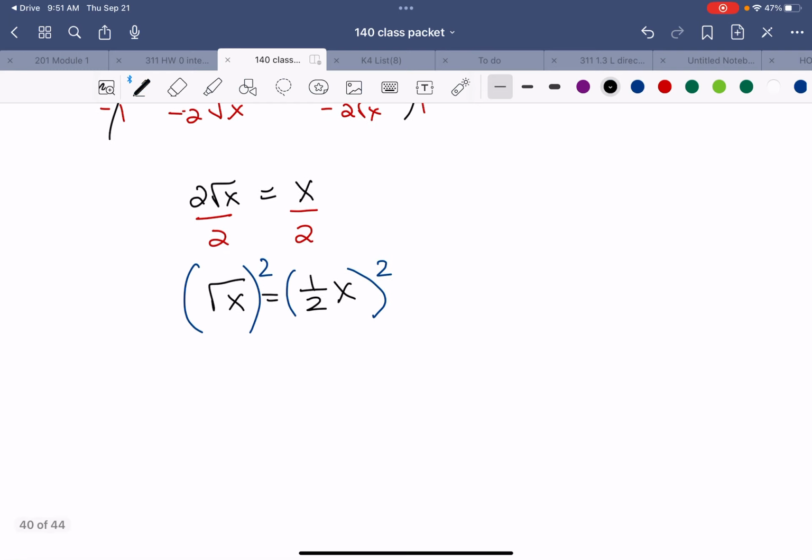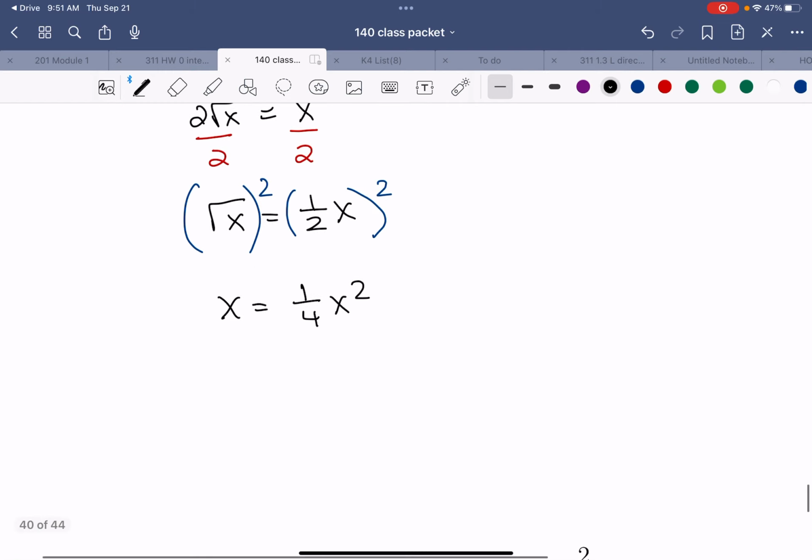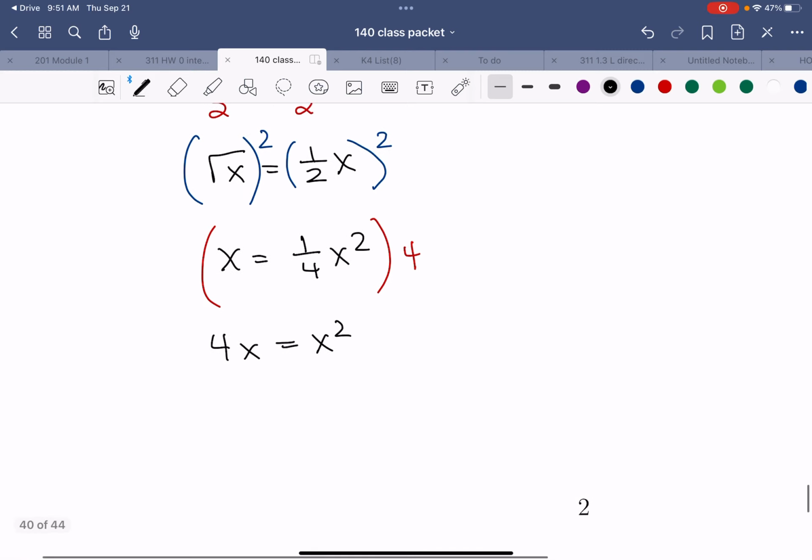Square root of x squared is just going to be x. And over here we have 1/4 x squared because we're squaring both things. So 1/2 times 1/2 is 1/4, and x squared is x squared. Now I want to go ahead and solve this. So I'm going to actually clear my fractions. I'm going to multiply everything by 4. And that gives me 4x equals x squared. I'm going to go ahead and subtract the 4x to the other side. So I'm going to subtract 4x.